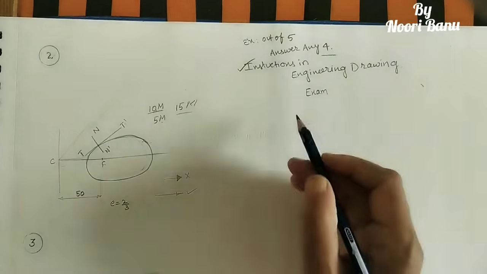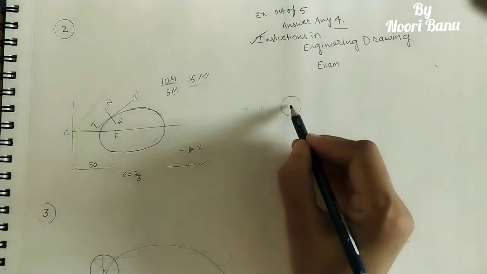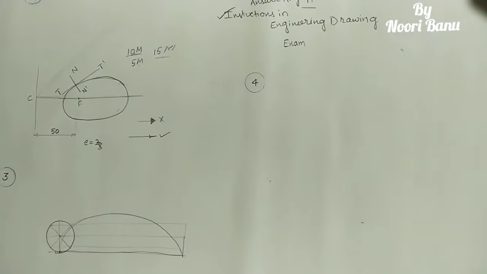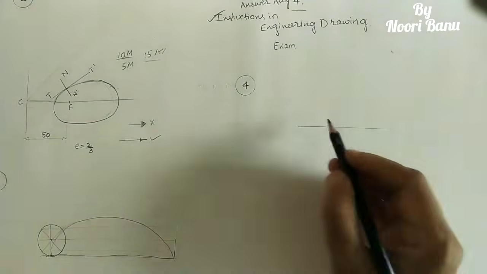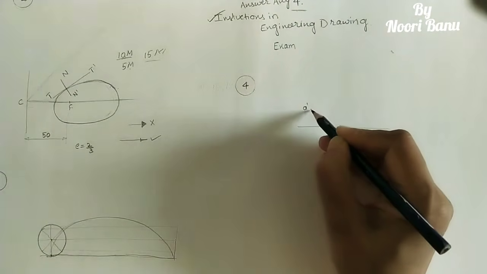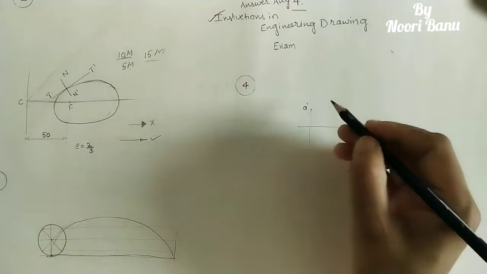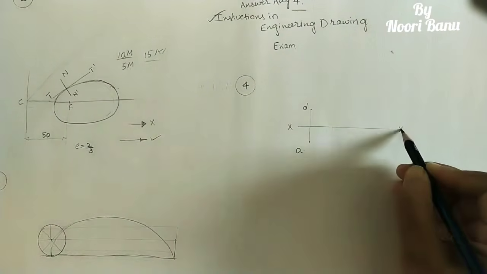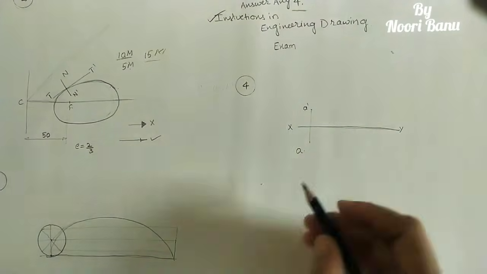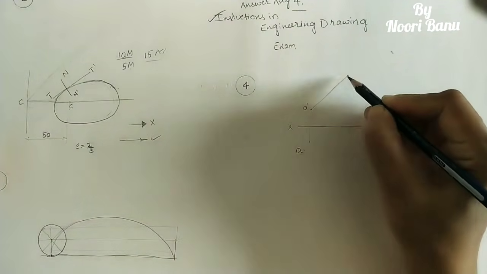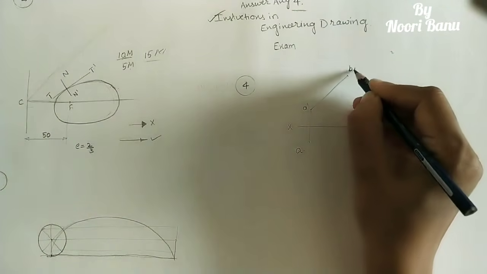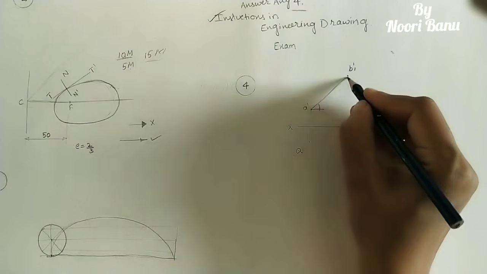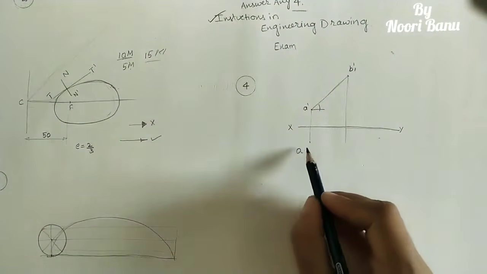Let us take the fourth question here. After writing 4, we are doing the line problem. Roughly here, for front views we are marking a dash, b dash, c dash like that. For top views we are marking a, b. The XY line should be in dark color. Then these given lines should be in dark color, the given line with some angle. And these projector lines should be in light color.